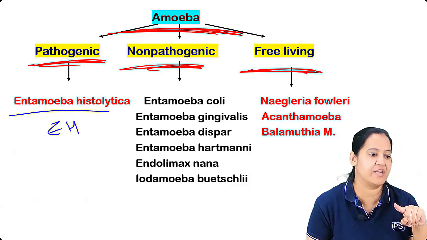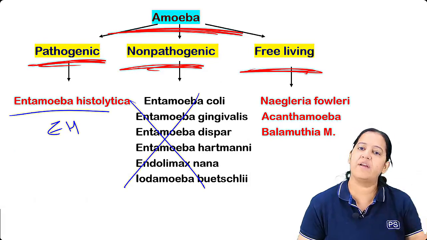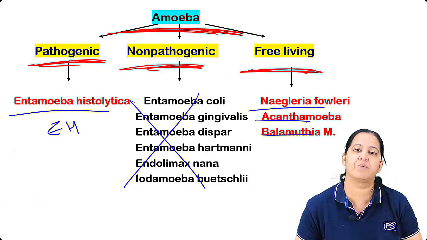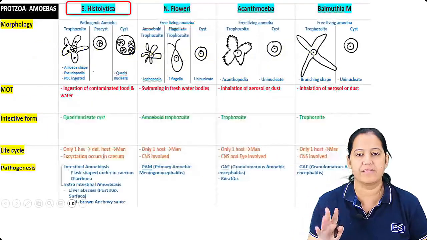So I will teach you Entamoeba histolytica. These I will not teach you. And free living, the Naegleria fowleri, Acanthamoeba, Balamuthia. I will teach you all three. So total four amoebas. Let's start with the first one.